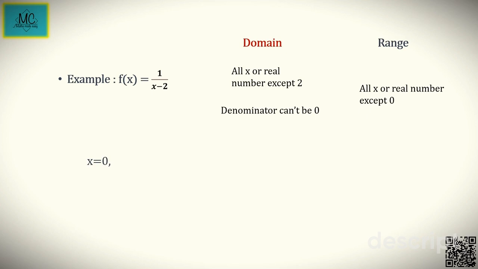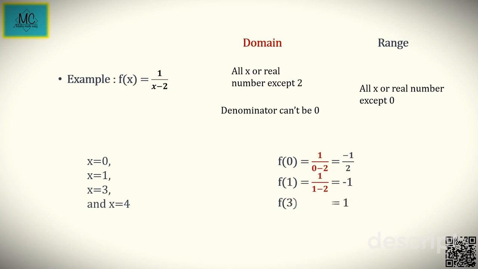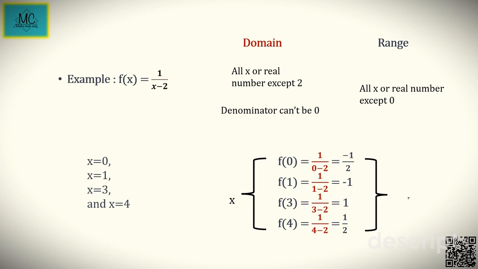Okay? So let's choose an example, and I'll take x is equal to 0, x is equal to 1, x is equal to 3, and x is equal to 4. If I start inputting these values into my function machine, what am I going to get? f of 0 is going to be minus 1 by 2. Likewise for 1, 3, and 4. These are my x values, all of them, and they are going to give y values.